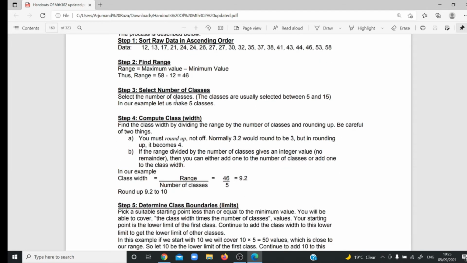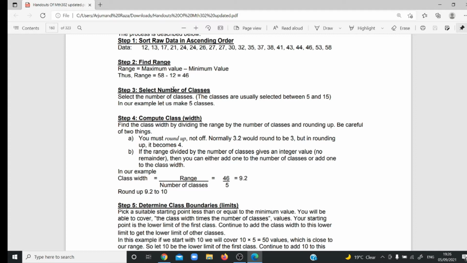data in ascending order. That's the first thing. Okay. For range, we have learned the range. Range is maximum value minus minimum value. So in this one, which one is the biggest value? This one is the biggest value, 58. And which one is the smallest value? That is 12. Okay. So we subtract 58 minus 12 and we will get 46.